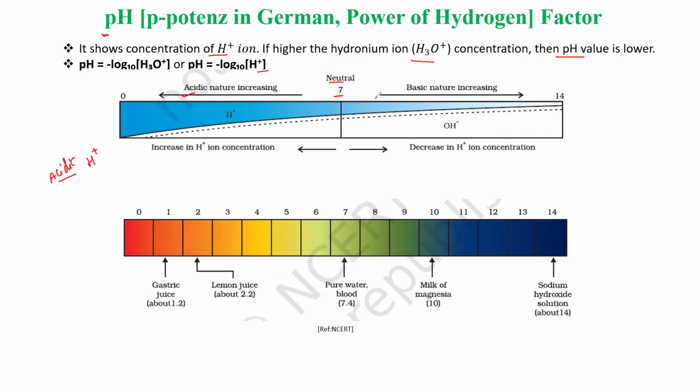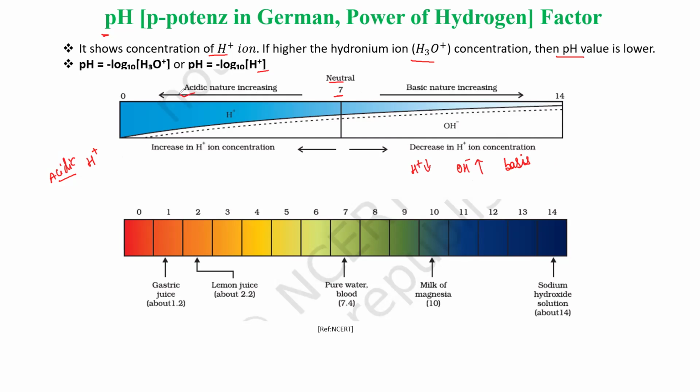When the pH value increases, going above 7, that means the hydrogen ion concentration is decreasing. What is increasing? The concentration of OH minus is increasing. Due to that, the basic nature also increases.